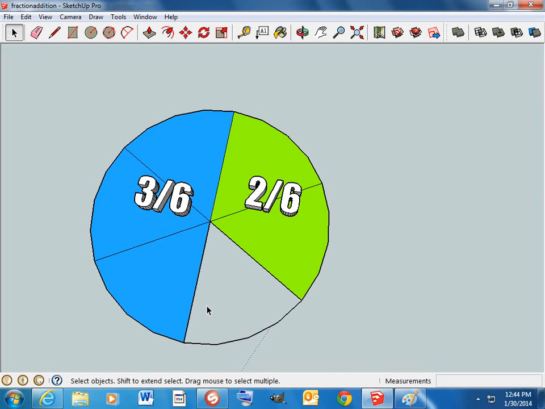Pennies and pennies are the same. Sixths and sixths are the same also. Since I have 3 here and 2 here, it's equal to 5/6, isn't it? Okay? Let's show this one.